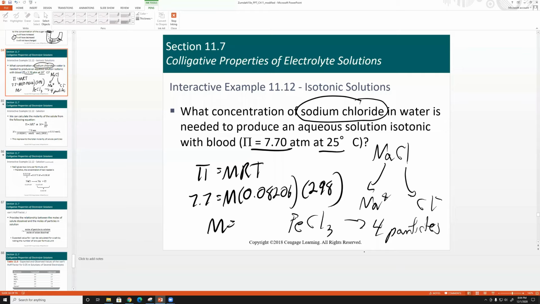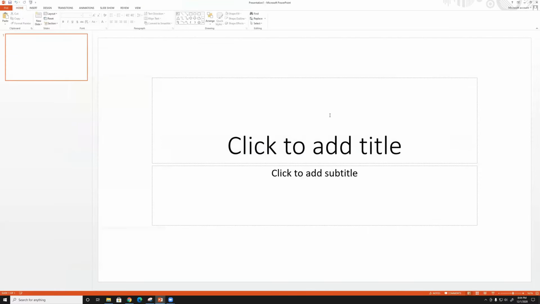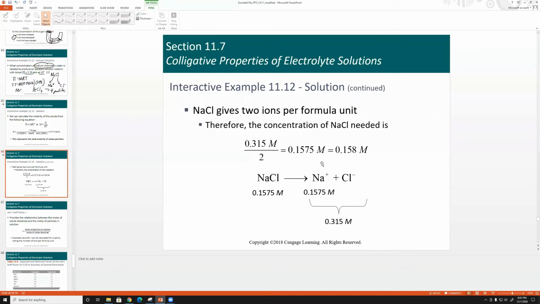So what this means is that the answer we got for this question, our molarity of the particles, is 0.315. Remember, this is the molarity of the total solute particles. In order to figure out the molarity of the NaCl required for this, we'd have to divide it by 2, because a solution of 0.158 molarity would give us 0.315, or double the molarity, of solute particles.